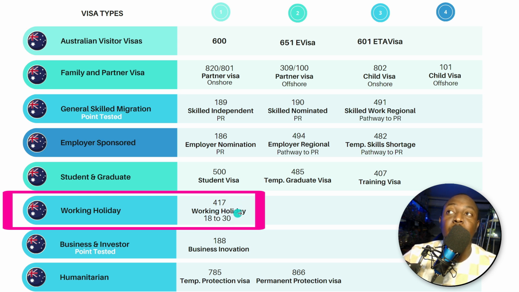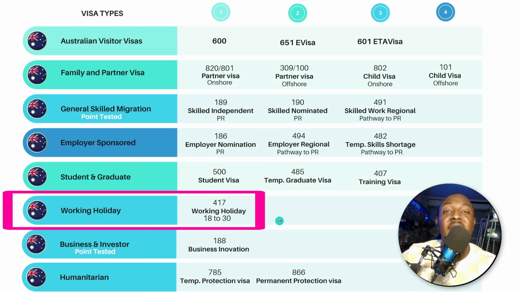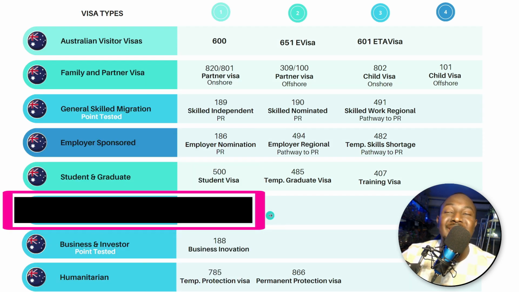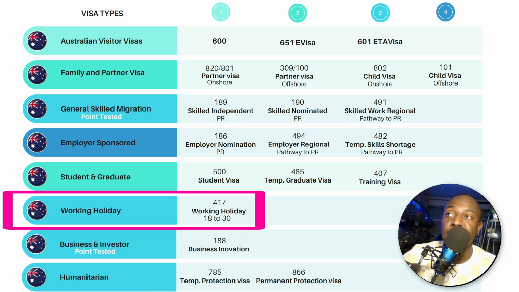You need to be a passport holder of one of these countries to be eligible. I'm going to leave the list of the eligible countries on the screen. If you're a passport holder of any of these countries, then you'll be able to apply for a working holiday visa. There's an age requirement: you need to be between 18 and 30 to apply, or up to 35 for certain countries.